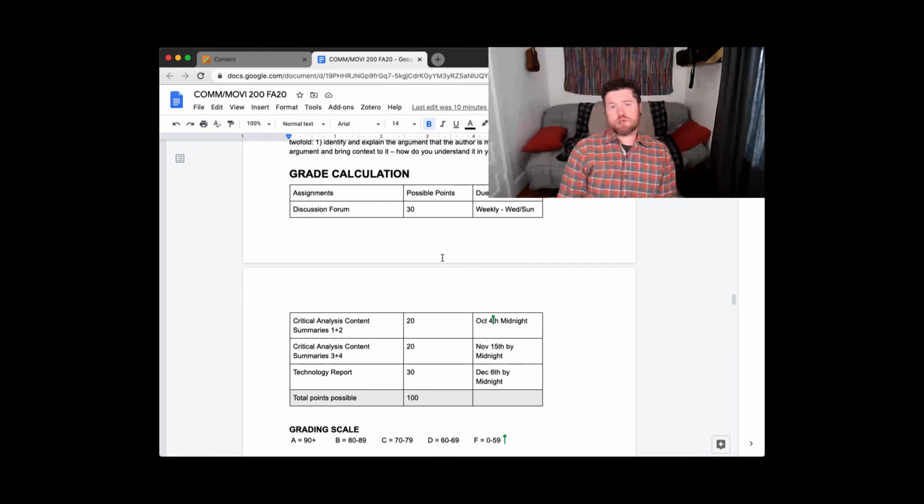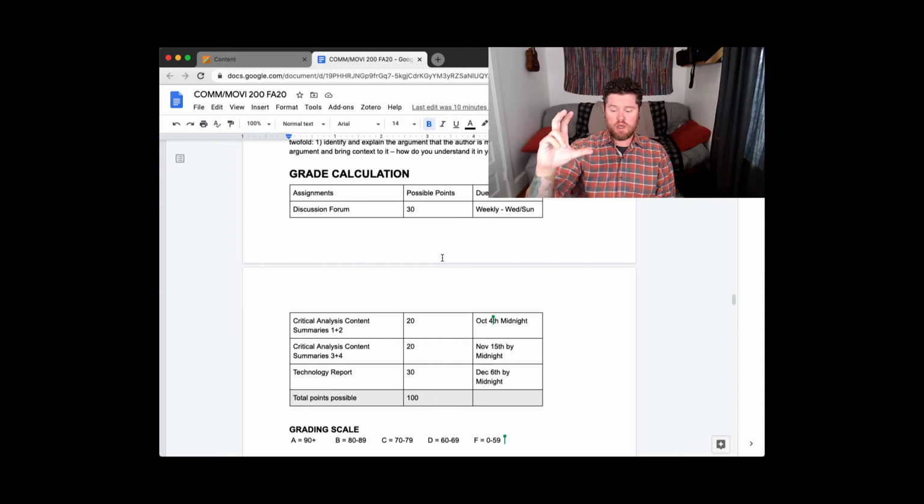The discussions are weekly. It's really important to keep up with the discussions. There are 4 critical analysis content summaries. They are in 2 assignments. The first one is 2 content summaries. I would like them returned in 1 paper, like 1 document, and they will each be 2 to 2.5 pages long.